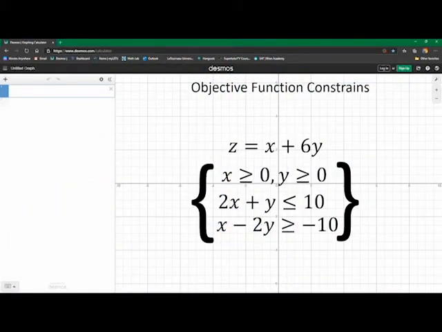Today we will solve an objective function constraint problem. We will find the maximum and minimum values for x and y. We shall find the answer by graphing the equation and working through the problem one step at a time.